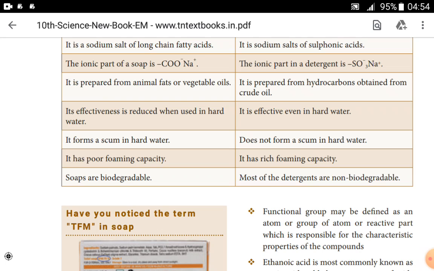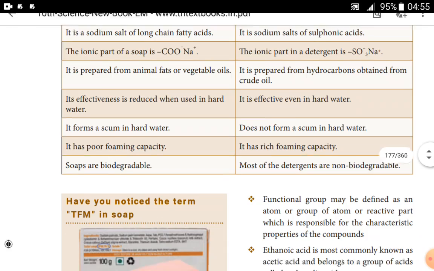So already we learned the differences between soaps and detergents. Soaps are sodium salts of long chain fatty acids, and its ionic part is COONa+. It is prepared from animal fat or vegetable oil. Its effectiveness is reduced when used in hot water. It forms scum in hard water. It has a poor foaming capacity. Soaps are biodegradable.